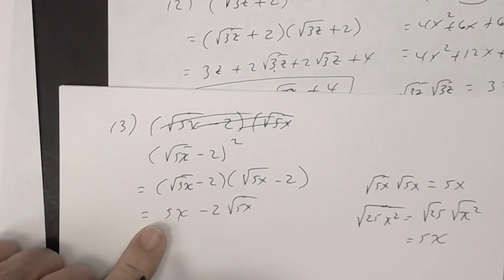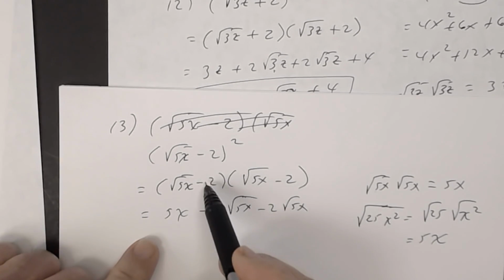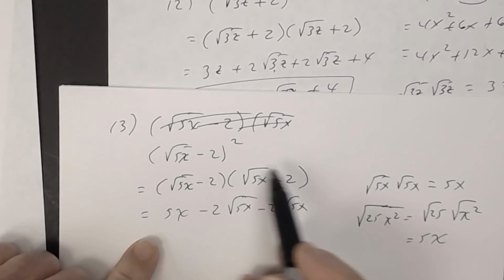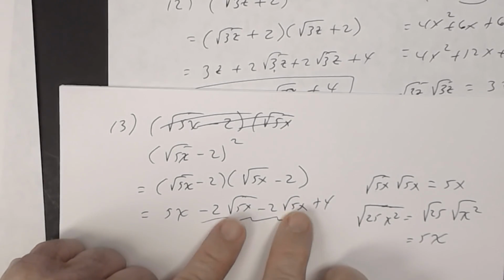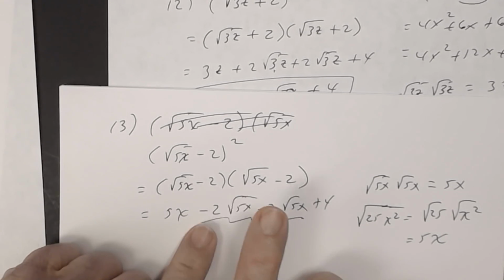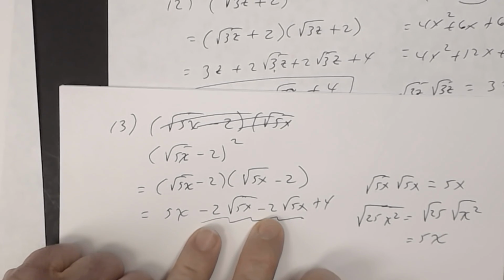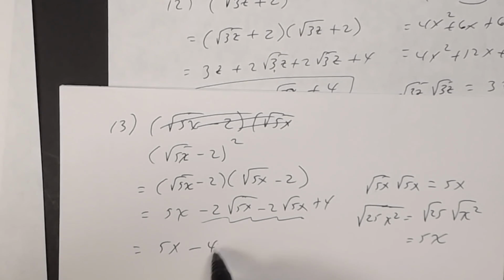That's the outer. The inner is a negative 2 square root of 5x. And the last, a negative 2 times a negative 2 is a positive 4. And then again, notice that these are like terms because they both contain the square root of 5x. That's why they're like terms, because the radicands are the same. So you add their coefficients. A negative 2 and a negative 2 is a negative 4. So this becomes 5x minus 4 square root of 5x plus 4.